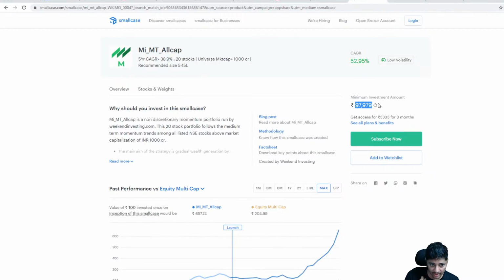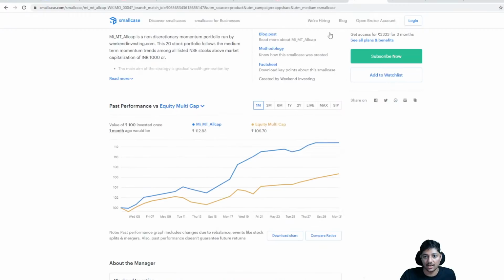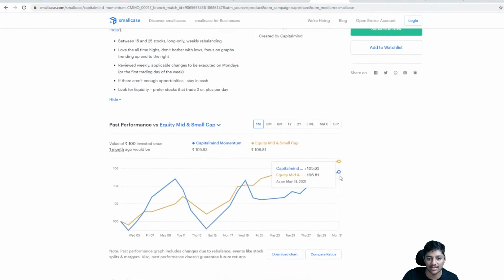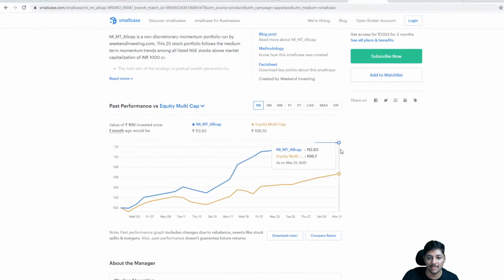In my opinion, MIMT All Cap and CapitalMind are the two best in the smallcases, right? Now I'm going to buy this next to figure out how that works. Now let's look at this. Again, 1 month returns. Okay, now let's do one comparison. 1 month return of CapitalMind, 105. 1 month return of MIMT All Cap, this is this month, month of May, it has given 12% returns.